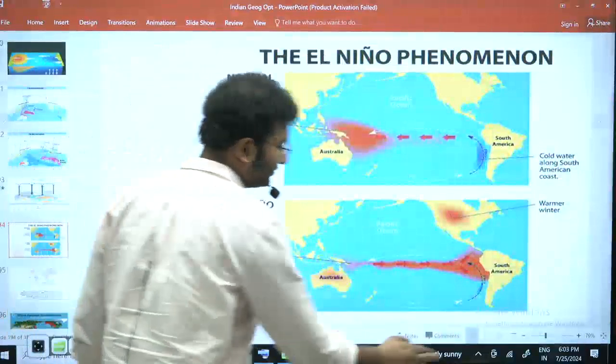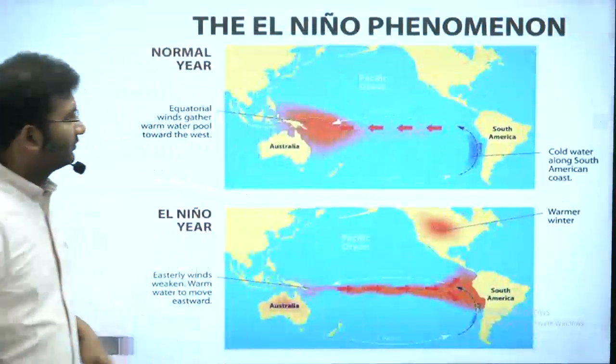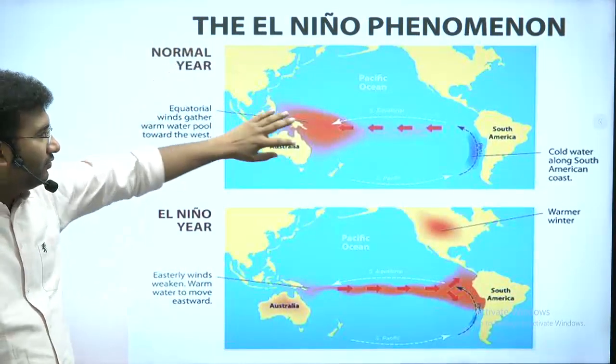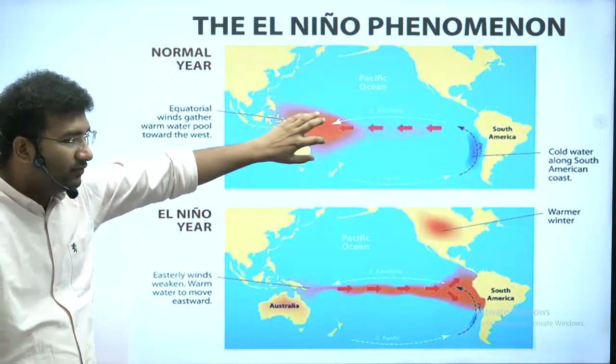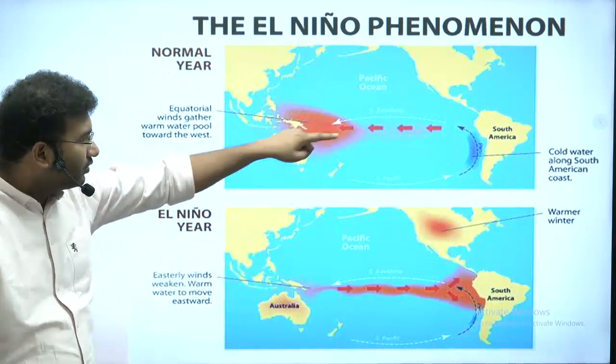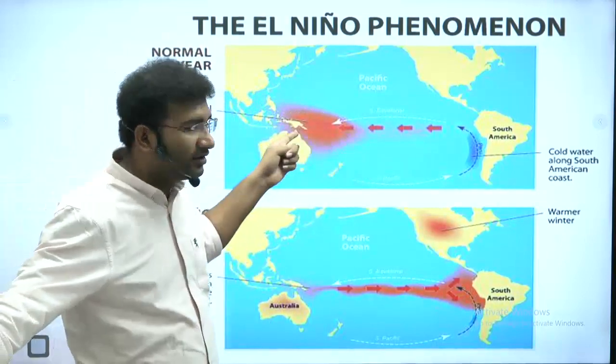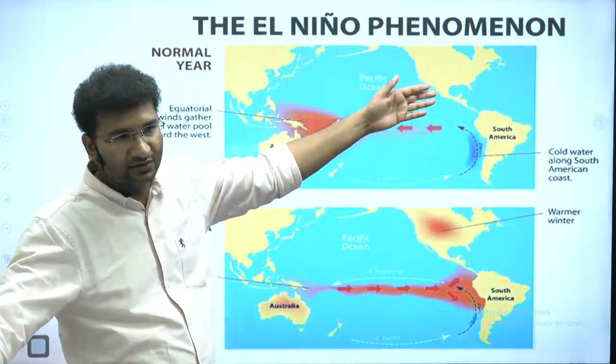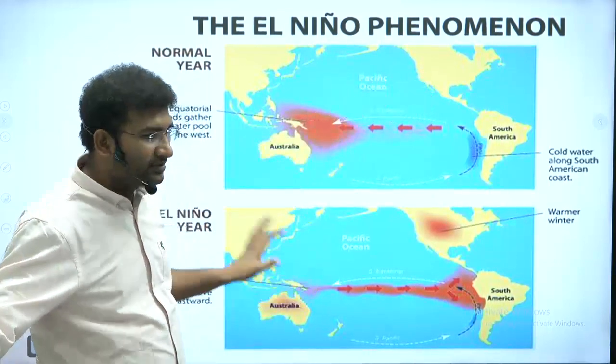Look at this diagram. This is the El Nino conditions. Normal conditions: warm water here and cold water there. Upwelling. Rainfall is very good on the east coast of Australia and rainfall is bad on the west coast of South America. Exactly the reverse happens here.